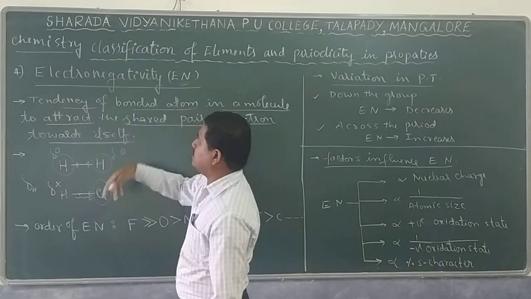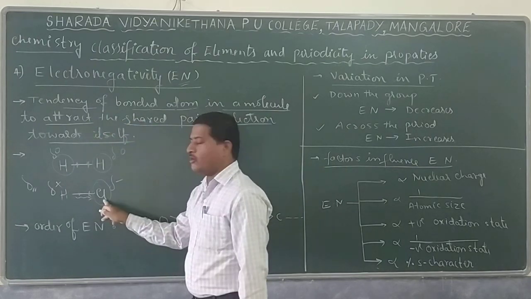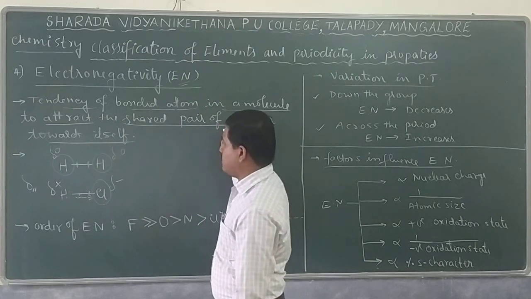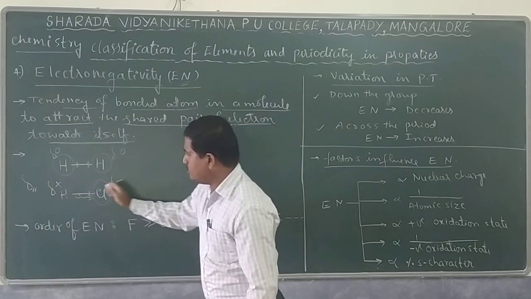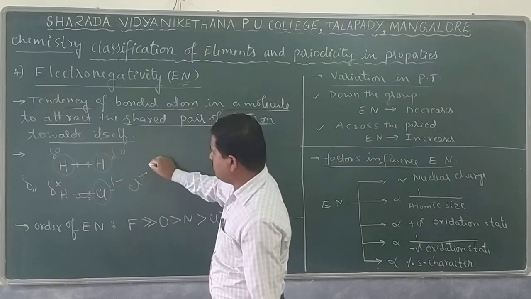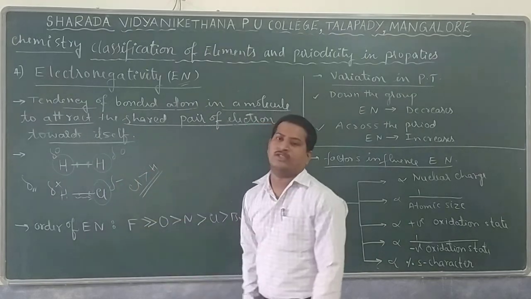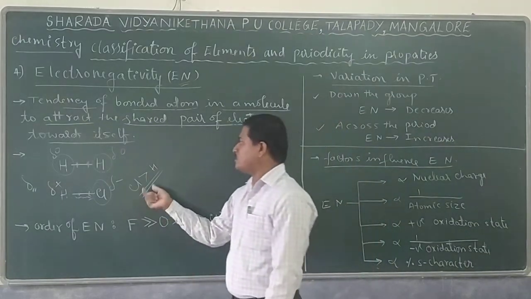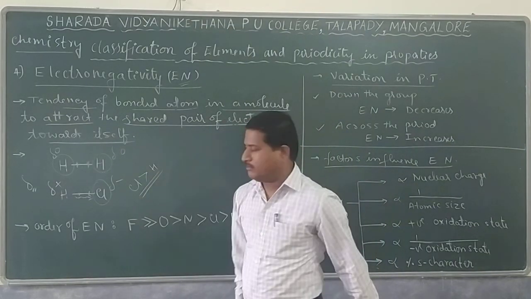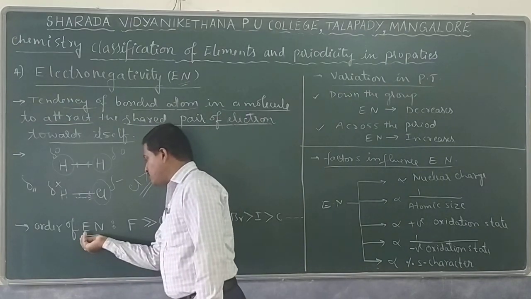Now apply this condition. Electronegativity is the tendency of a bonded chlorine atom in an HCl molecule to attract the shared pair of electrons towards itself. Here it is observed that chlorine is more electronegative than hydrogen. Chlorine is more electronegative than the hydrogen. Similarly, we can go for any other element. But if you go with the order, you have to remember this.